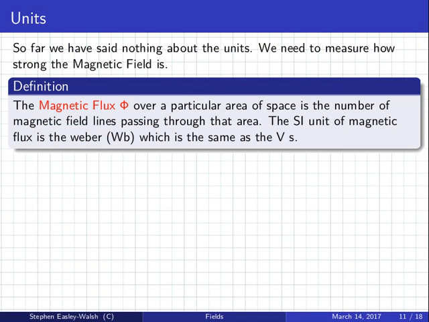Interestingly, the Weber is the same unit as the volt second. You can actually show that later. Volt second, yeah. The definition we need to include over a particular area of space, because the flux is dependent on what part of space you're looking at. It's not a point.